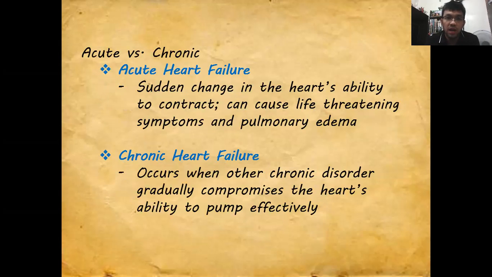And we also have acute versus chronic. Acute heart failure is a sudden change in the heart's ability to contract, and it can cause life-threatening symptoms and pulmonary edema. Acute meaning it happens immediately. It abruptly occurs. While chronic heart failure occurs when the patient has a pre-existing disorder or a chronic disease, which gradually compromises the heart's ability to pump effectively. So it is progressive.